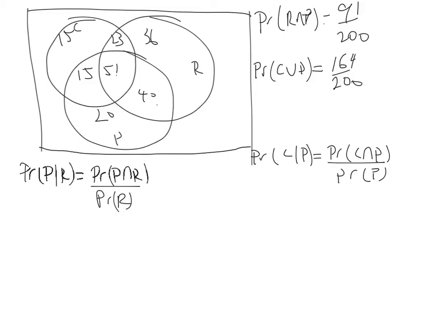So that's how we go about solving that. Our intersection is just our overlap. Our union is all of those things, but without doubling up.